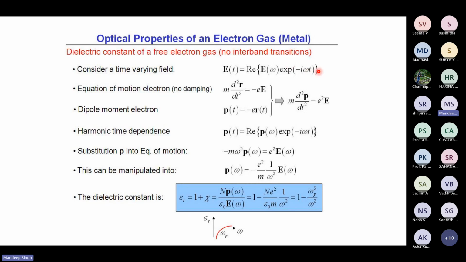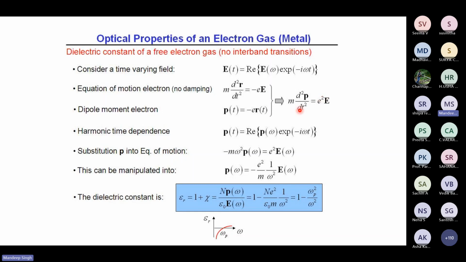This is the equation, and then we have to use the equation of motion of the electrons. For this we use Newton's law, that is mass times acceleration equals force. Considering position as r, mass times acceleration is the double derivative of r with respect to time. You will get this equation, and from this we can put in the dipole moment parameter. In this second equation we get the finalized equation where you have mass, dipole moment, electron charge, and the external electric field.